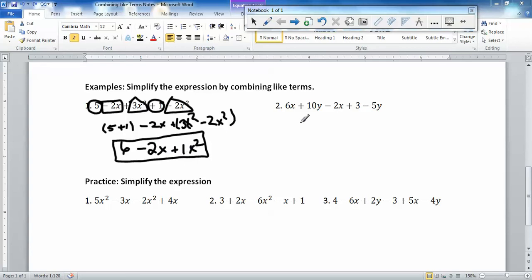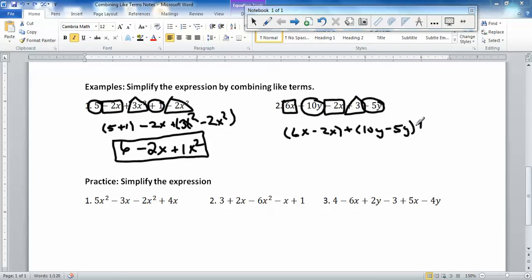All right, in our last example, starting with 6x, I have a 6x here, and another x on the negative 2. So those are like terms, 6x and negative 2x. And I'm going to circle my y, so it's positive 10y, and there's a negative 5y over here. And then finally, I've got the positive 3, but there's no other numbers, so that's out there by itself. So, okay, I'm going to group my like terms, 6x minus 2x, then my positive 10y, and negative 5y, and then out here by itself is positive 3.